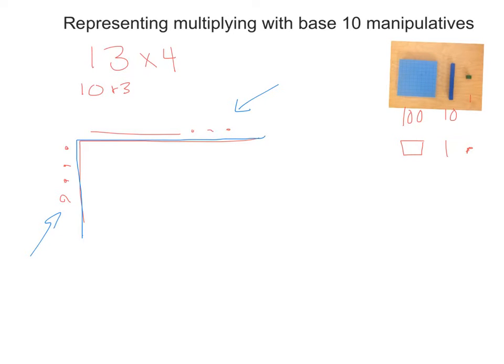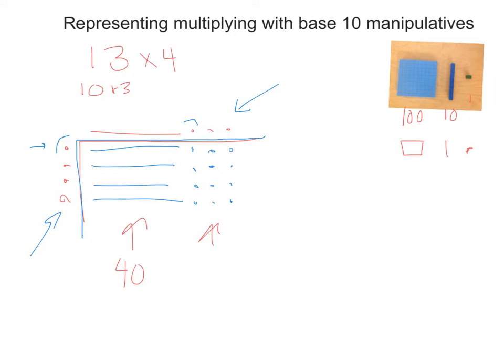So what is 1 times 10? Well, it's a 10. 1 times 10 is 10, 10, 10. And then this 1 times this 1 is 1. These are all 1 times 1. So now my total, I have 40 here, 10, 20, 30, 40. And I have 3, 6, 9, 12 there. And if I add those up, then I have 52.